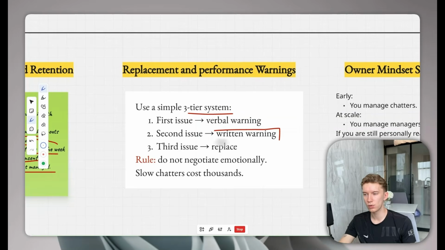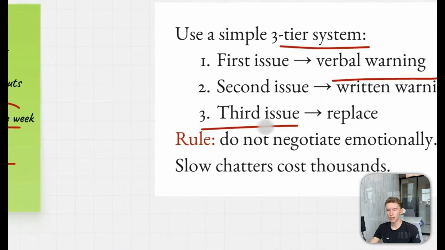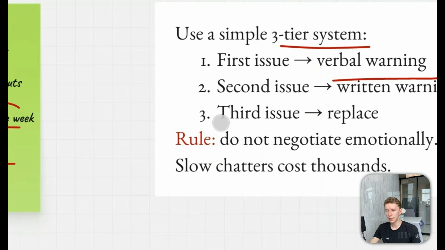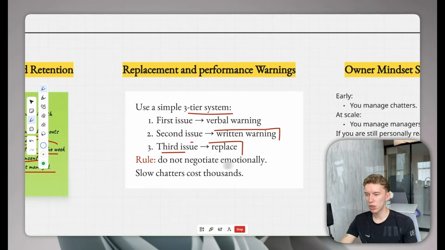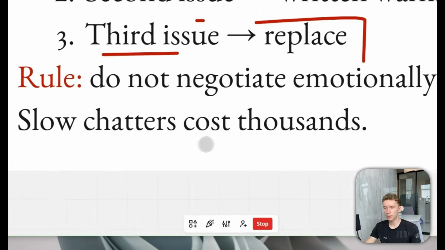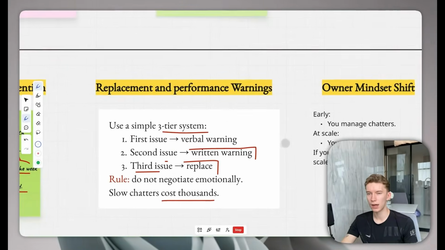There's one more issue left. If you do it again, we're going to have to replace you. This isn't a threat. This is just how we run this. We have to keep control and quality. So you can tell them, I really hope you understand it, but we have to do it, okay? And if they do it again, just replace them, all right? Rule: do not negotiate emotionally. Slow chatters will cost you thousands of dollars, all right?